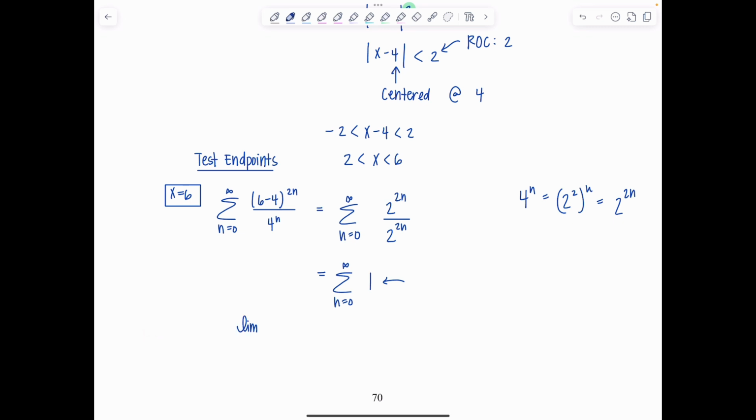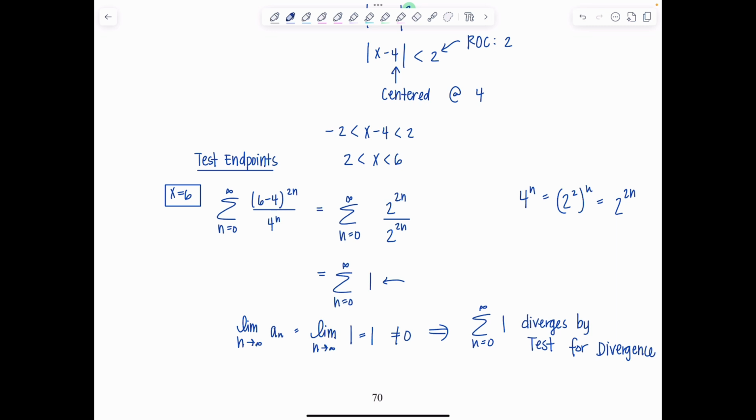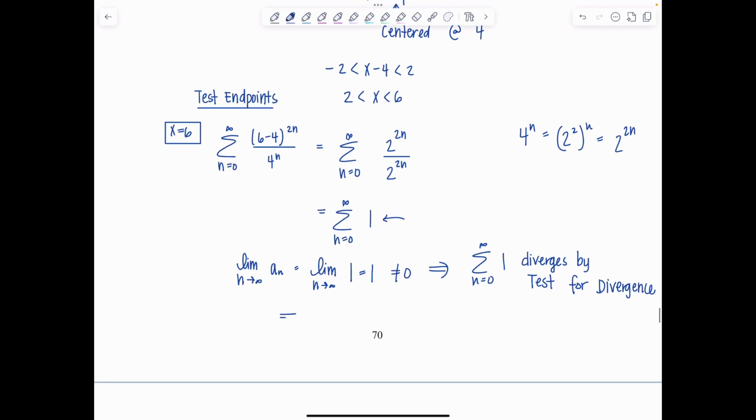The limit as n goes to infinity of a sub n, the terms of my series, is just a constant. It's just 1, which isn't 0. So that tells me this series diverges by the test for divergence. And therefore, what can I conclude about x equals 6? That it's not part of the interval of convergence.